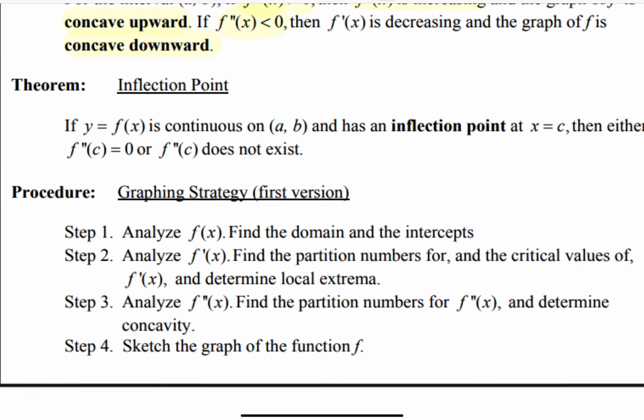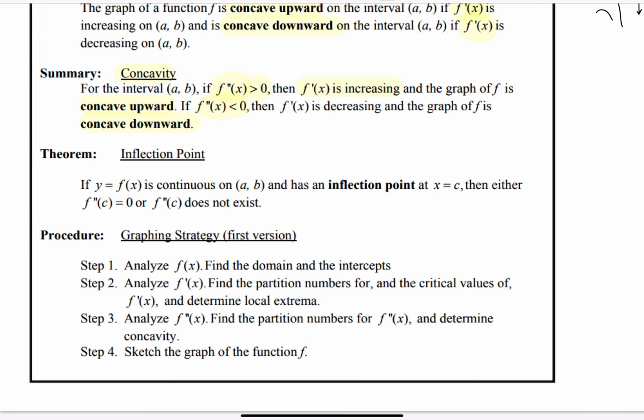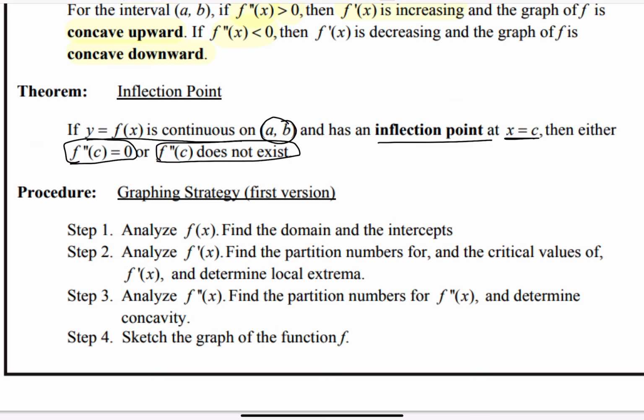Let's take a look at the next term, which is inflection points. If you have a function that is continuous on the interval AB, then it has an inflection point at x equal to c when the second derivative is equal to 0 or the second derivative does not exist. So we're going to use these theorems and strategize the graph.